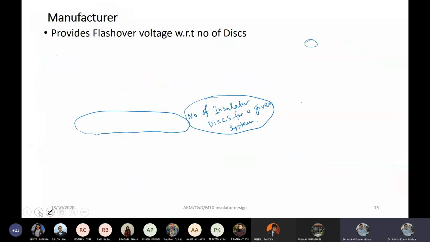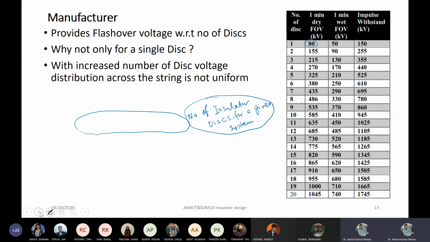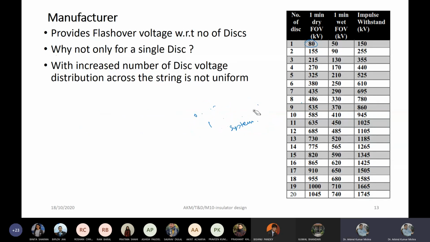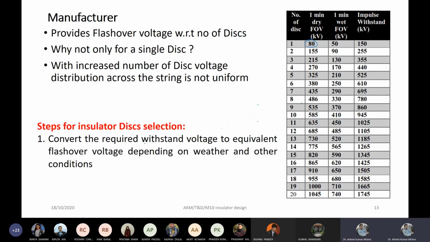Assuming that these are known to us, the manufacturer provides the data for the flashover, not for the withstand voltage. So the first job is to convert the withstand voltage to the equivalent flashover. What do you think? What will be the difference? Which will be lower? Which will be higher?